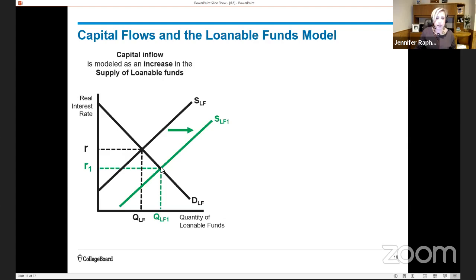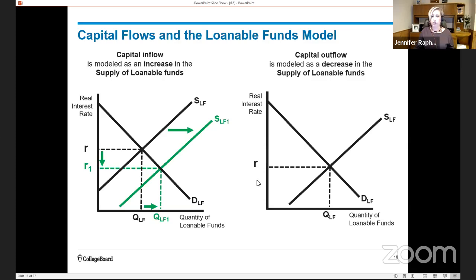And as you can see, when there's an increase in the supply of loanable funds, real interest rates are going to fall. So capital inflow puts downward pressure on real interest rates. Capital outflow is modeled as a decrease in the supply of loanable funds. So you start with your initial real interest rate, and then you show a leftward shift of the supply of loanable funds curve.